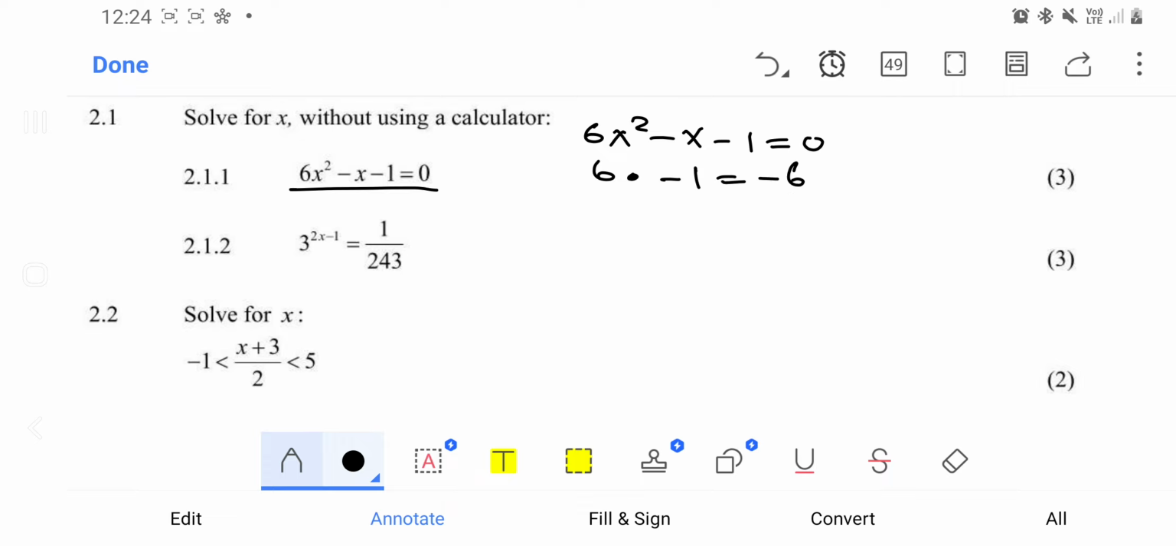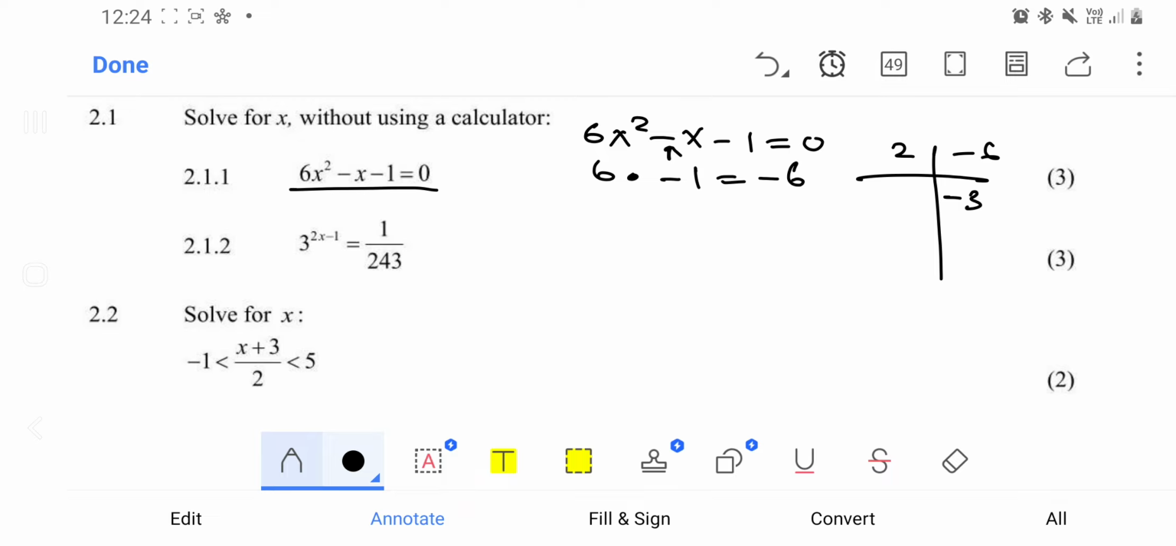We get -6. So now we look for the factors of -6, or two numbers that will give us the product of -6, but the sum of the middle coefficient, which is -1. So we use prime factorization. -6 divided by 2, we get -3. So 2 times -3 gives -6, but 2 plus -3 gives -1.